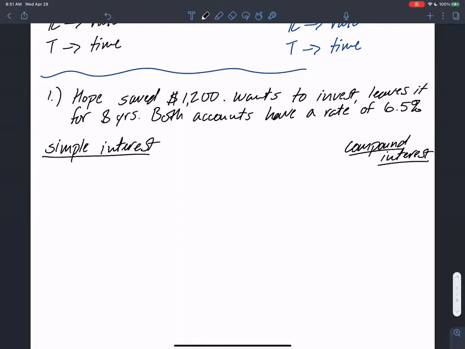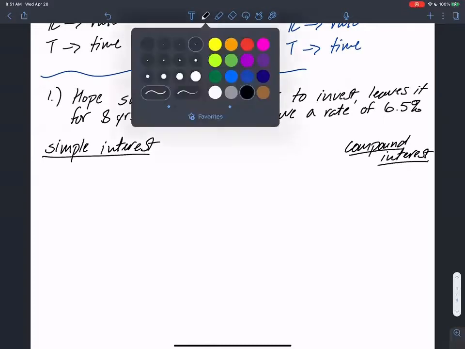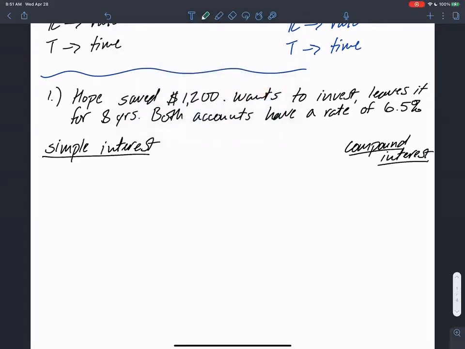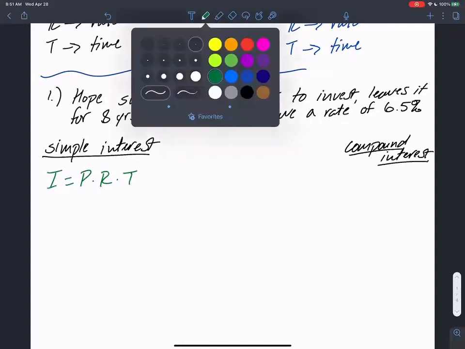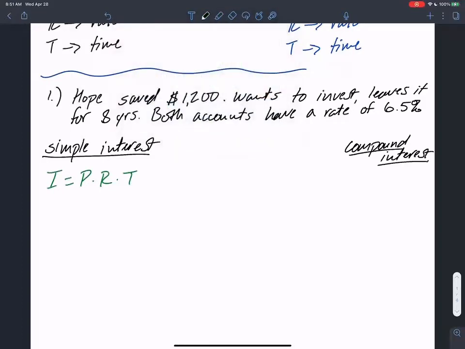Okay? So first thing we're going to do, let's start off with simple interest. And let's go ahead and define all the variables and do all that good stuff, okay? So I equals principal times rate times time, okay? Now we know that our principal, and we'll put this down the middle so that we both will have it. Principal is $1,200.